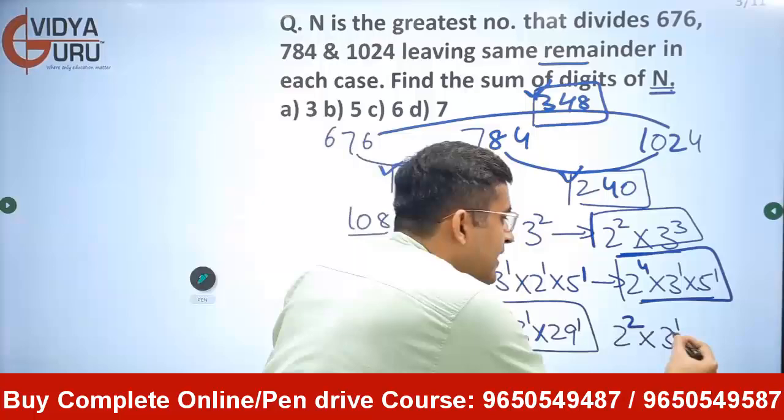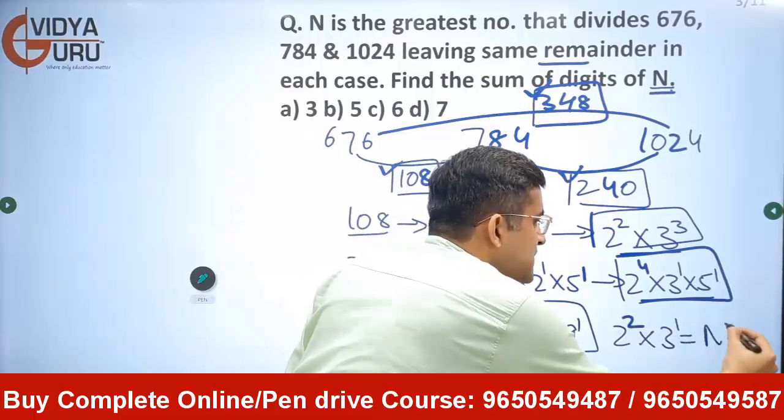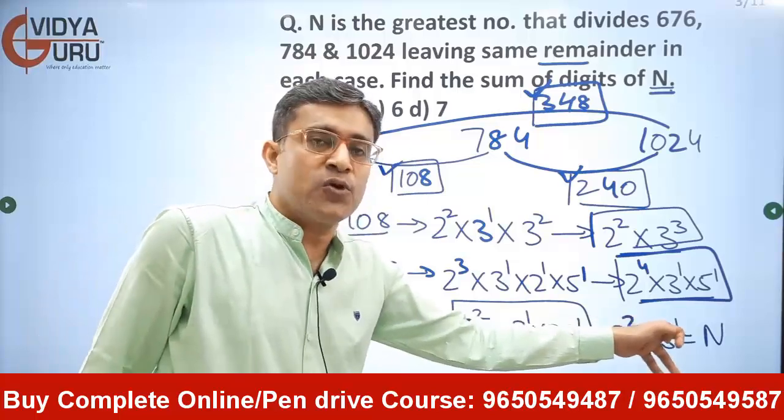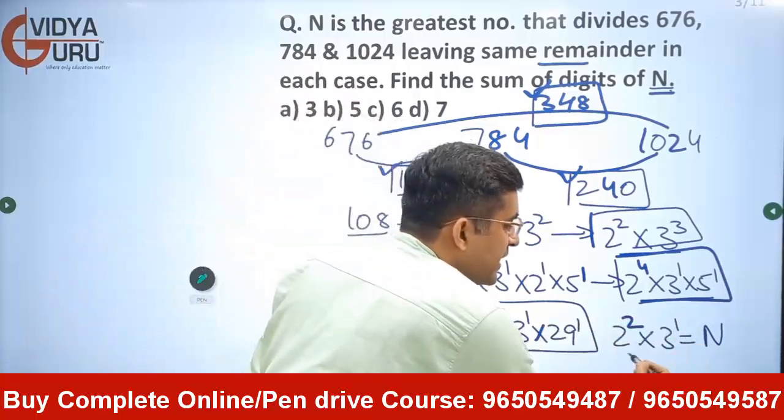So finally this number n has been arrived at. What is this number n? 2 squared is 4, 4 threes are 12. So n is basically 12.